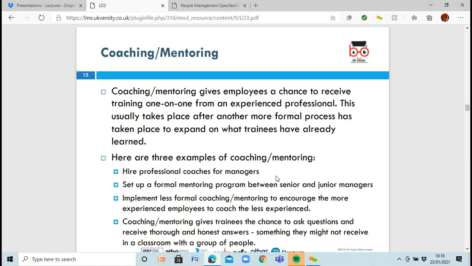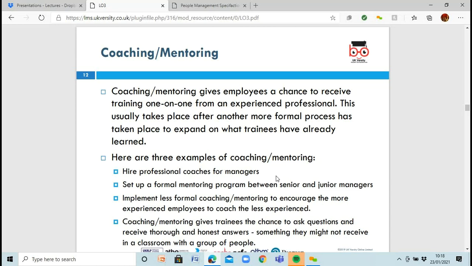Then we've got coaching and mentoring. So this actually gives the employees a chance to get one-to-one training from experienced professionals. There are 3 examples of coaching and mentoring. So you can either hire professional coaches or managers.